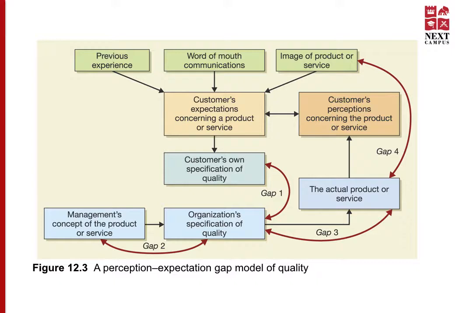Gap 1 is the gap between the customer's own specification of quality and the organization's specification of quality. Gap 2 is between the organization's specification of quality and management's concept of the product or service. Gap 3 is between the organization's specification of quality and the actual product or service. And the final gap, the 4th gap, is the gap between the actual product or service, or the characteristics of the actual product or service, and the image of the product or service that is perceived by the customer.